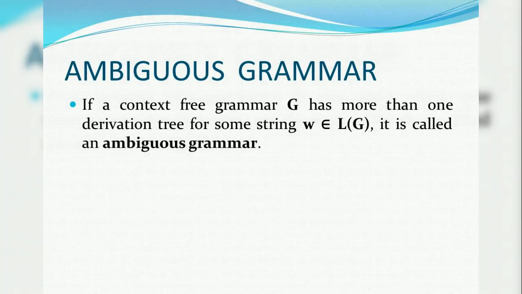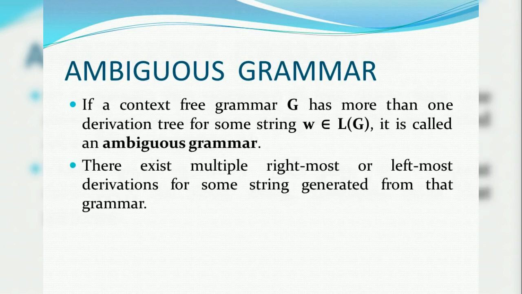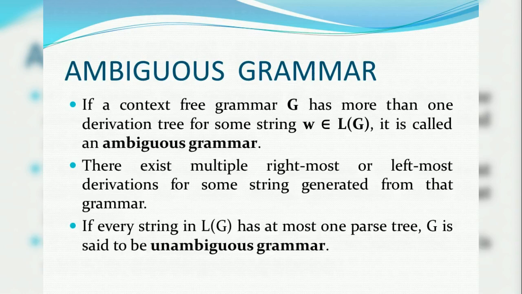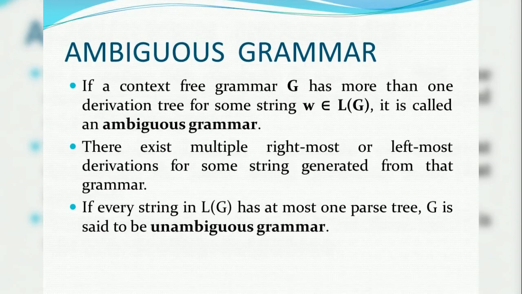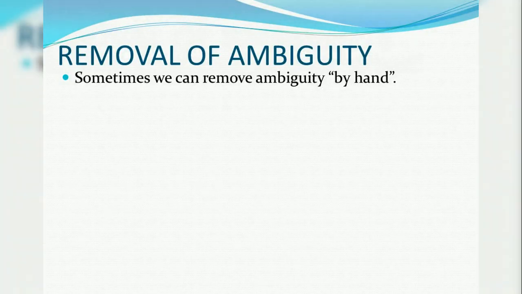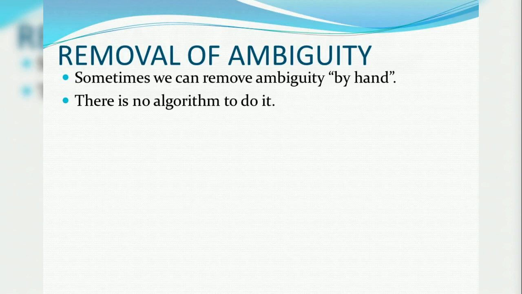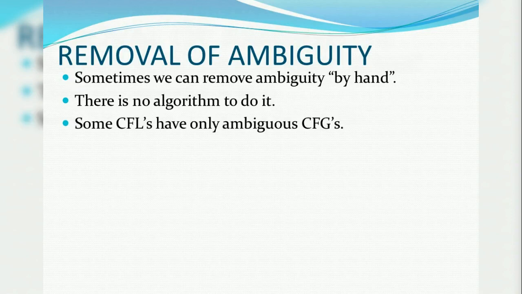Ambiguous grammar: if a context-free grammar G has more than one derivation tree for some string w that belongs to L of G, it is called an ambiguous grammar. It means there exist multiple rightmost or leftmost derivations for some string generated from that grammar. If every string in L of G has at most one parse tree, then G is said to be an unambiguous grammar. We can remove ambiguity of a grammar. Sometimes we can remove it by hand, but there is no such algorithm to do it. Some context-free languages have only ambiguous context-free grammars.